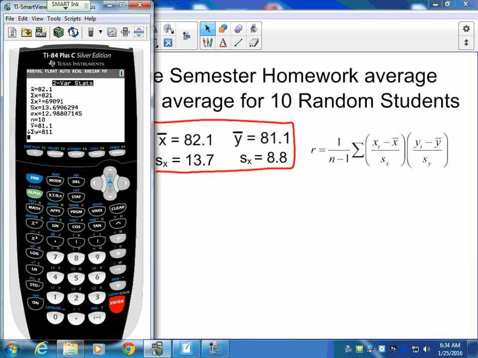So we can see here we've got our x bar, we have our s of x. So we're taking those values out. If we scroll down, we can see our y values as well. So our y bar, our s of y for the calculation.